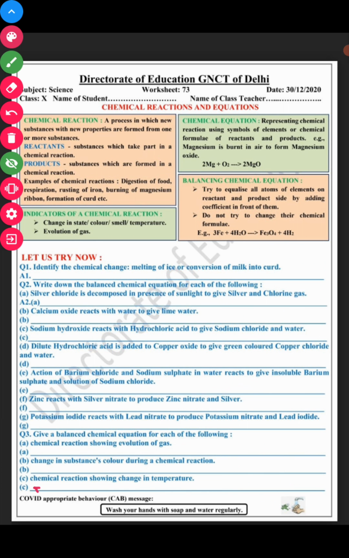Next we have a chemical reaction showing the change in temperature. For this we have calcium oxide, which when it reacts with water forms calcium hydroxide. This is an exothermic reaction.